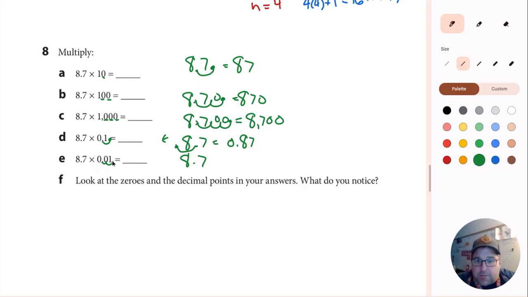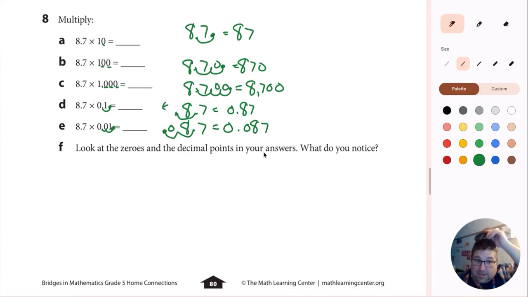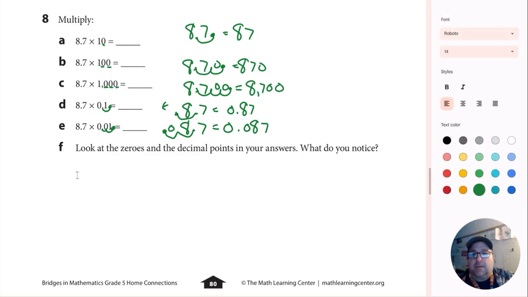We've got 1, 2. There's 2 places. So now we're going to go 1, 2. So it's going to be a 0 here. 0.087. Okay, so again, multiplying by powers of 10, if they're 10 or more, we're getting larger numbers. If it's less than 1, if it's 1/10, 1/100th, 1/1,000th, we're still moving the decimal, but they're getting smaller and smaller each time.